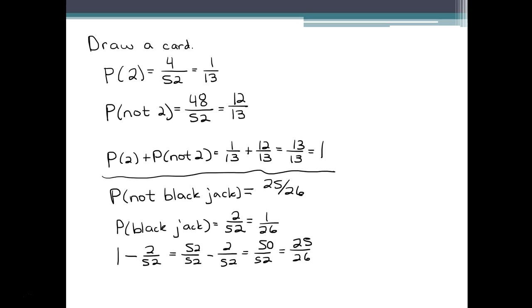So that's another way of finding it, rather than trying to sit there and count how many cards aren't black jacks. Instead, it might be easier to count the black jacks, get that probability, and subtract from 1.